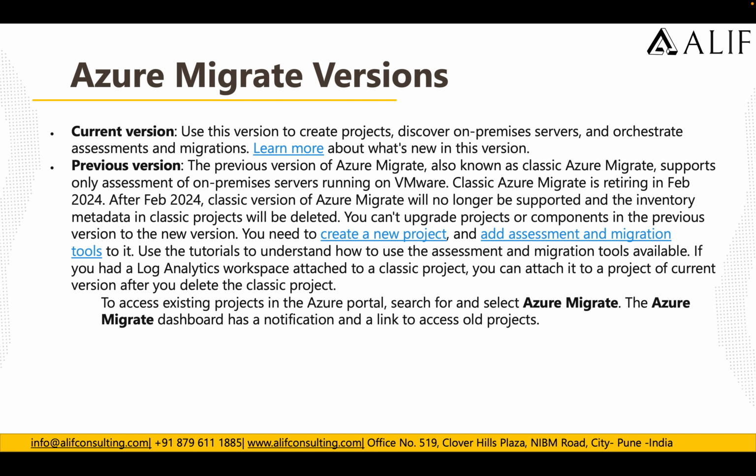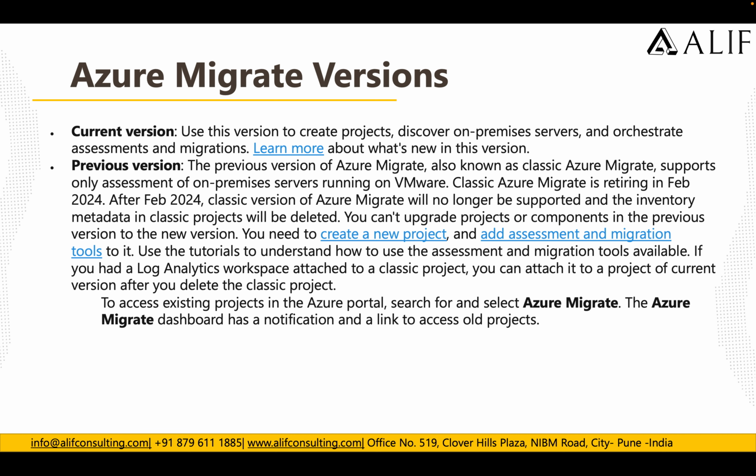Now the versions. We do have multiple versions here for Azure Migrate. The current version: use this version to create the project, discover on-premise servers, and orchestrate the assessment and migration. The previous version, which is also known as classic Azure Migrate, supports only the assessment of on-premise servers running on VMware, right?